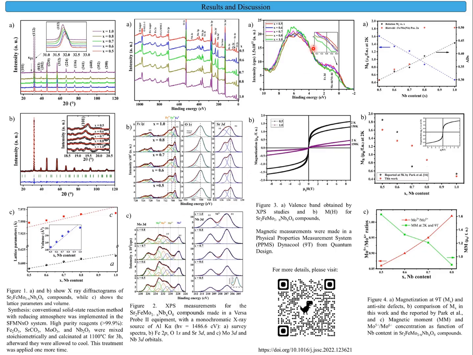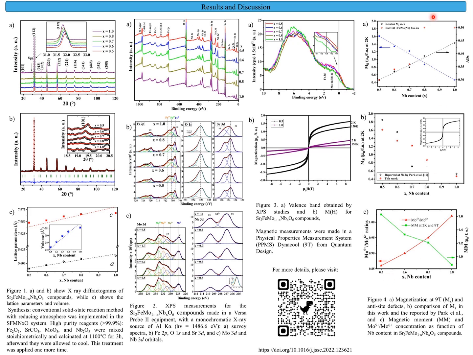Valence band studies in Figure 3 indicate a decrease in intensity at the Fermi level as the niobium content increases in the compound. This indicates a lower conductivity of the compound. On the other hand, magnetic measurements show a greater saturation magnetization when there is a higher molybdenum content, reflecting that at higher molybdenum content, there is a greater alternating ordering between iron and molybdenum cations, thus obtaining a greater magnetic response. The study of antisite defects is presented in Figure 4.